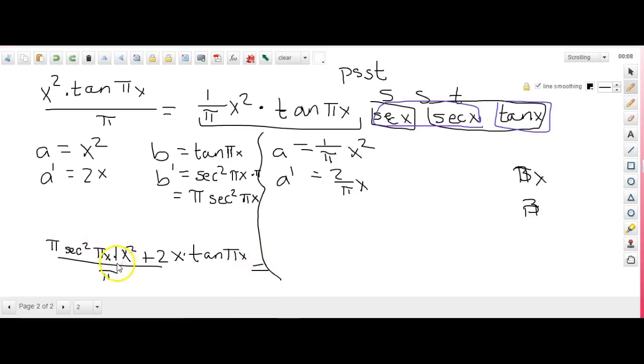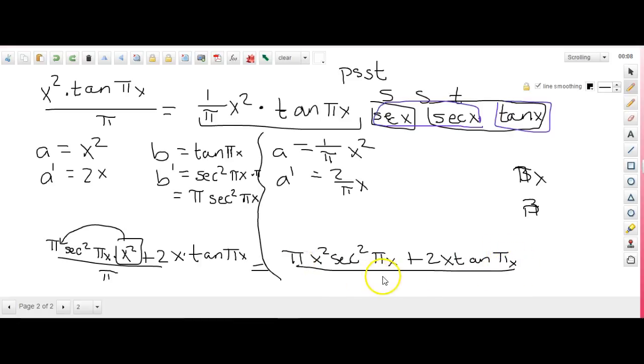Again, the only thing we would need to do to simplify is this x squared should go in front of the trig function. And if we have a pi involved, usually we put the pi in front of the x squared, but the x squared in front of the secant squared. So pi x squared secant squared pi x plus 2x tangent pi x all over pi.